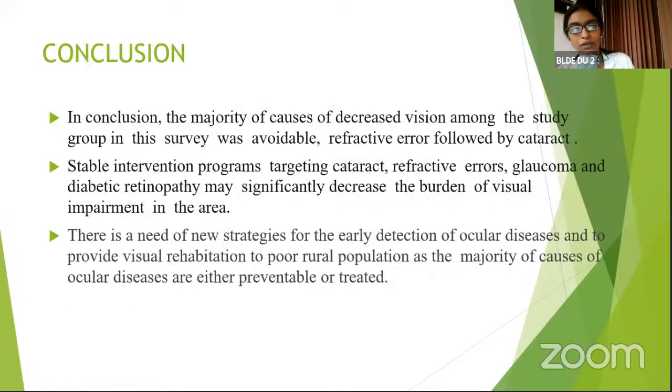In conclusion, the majority of causes of decreased vision among the study group in the survey were avoidable, like refractive errors, followed by cataract. So suitable intervention programs targeting cataract, refractive errors, glaucoma, and diabetic retinopathy may significantly decrease the burden of visual impairment in this area. There is a need for new strategies for early detection of ocular diseases and to provide visual rehabilitation to poor rural people, as the majority of causes of ocular diseases are either preventable or treatable.